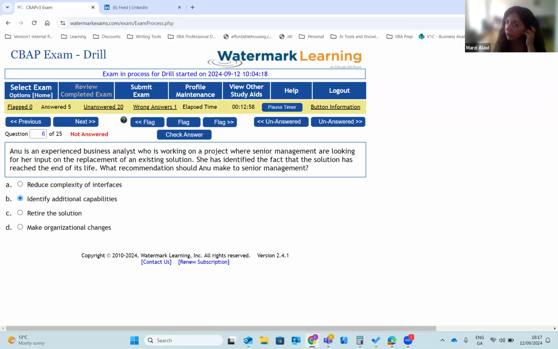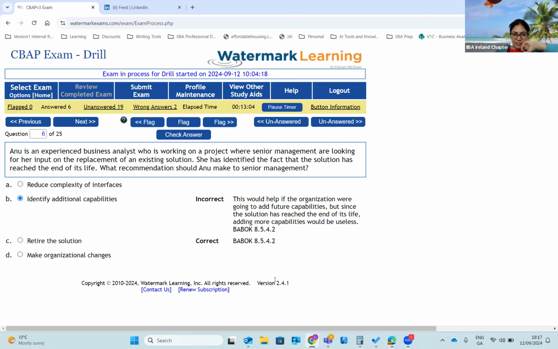I go with B too. Let's test that answer. We need to identify some more values, yeah. Oh, see. With C, this would help if the organization were wrong.